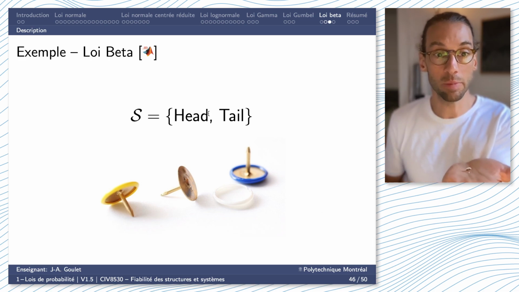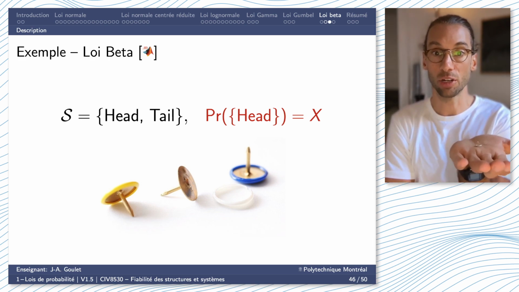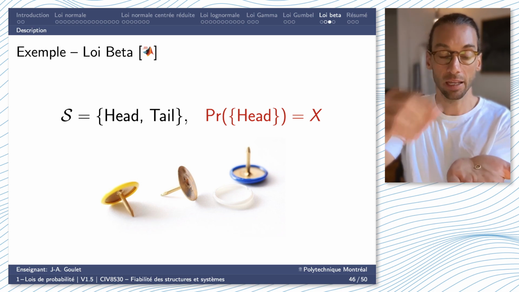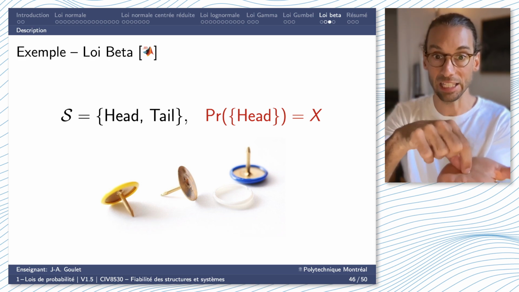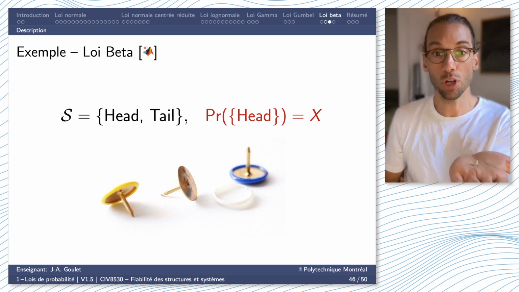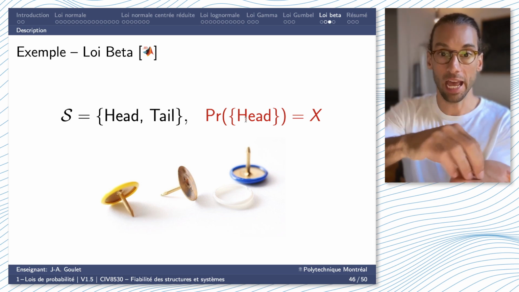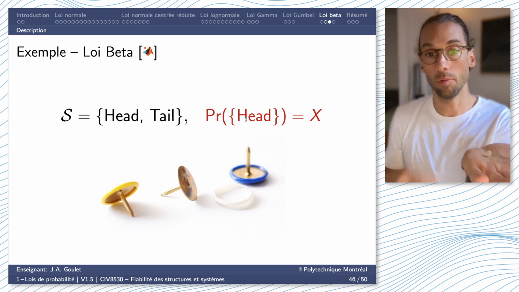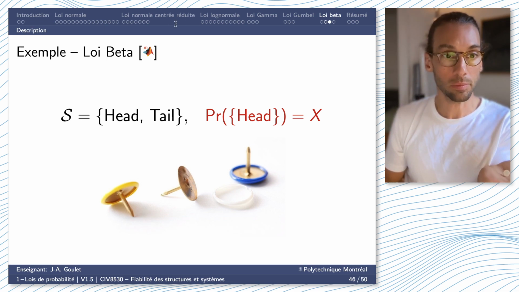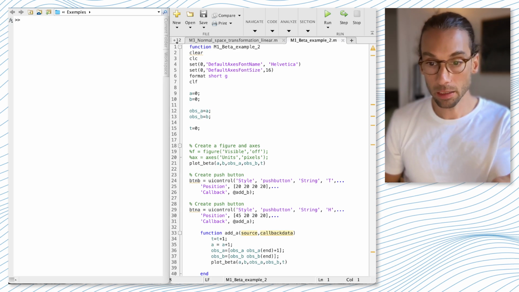So my sampling space is going to be head or tail. And I'm going to say that the probability of landing on head is X, which I'm going to characterize with my beta PDF. So if I do some throws of my thumbtack and I count the number of times it lands on head rather than on tail, I'm going to be able to characterize my knowledge of what should be the probability of landing on head. So alpha is going to be the number of landings on head, and beta the number of times I've landed on tail. So if we look at this in practice, it's going to look like this.